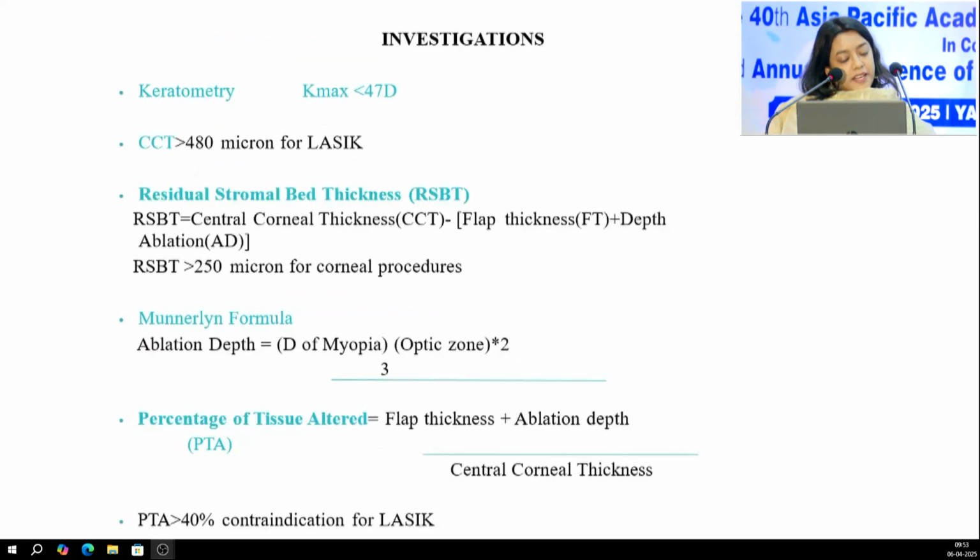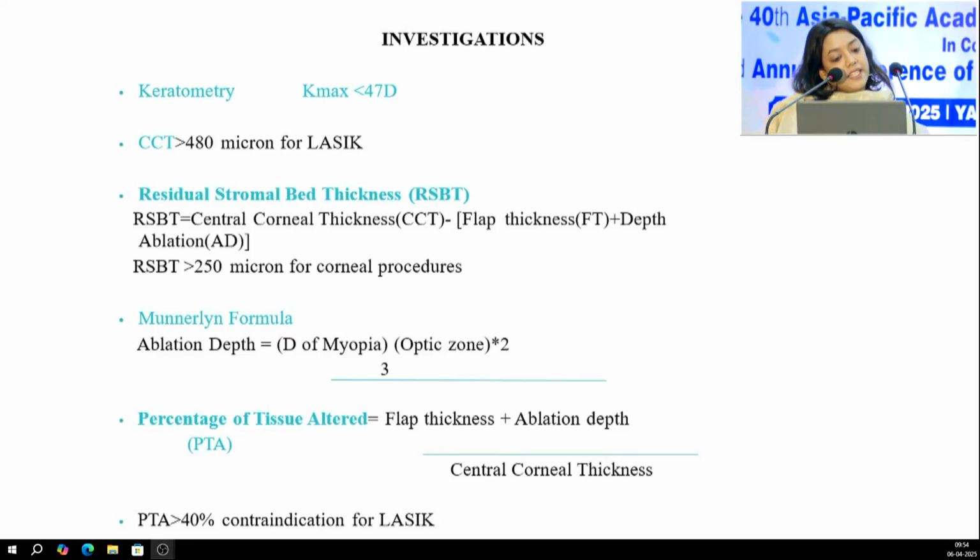And now to find out if the patient is fit for corneal-based refractive surgery, most important are the investigations. 4 parameters are very important. First, we have to see that Kmax should be less than 47 diopters. CCT or the thinnest point thickness should be at least more than 480 microns.